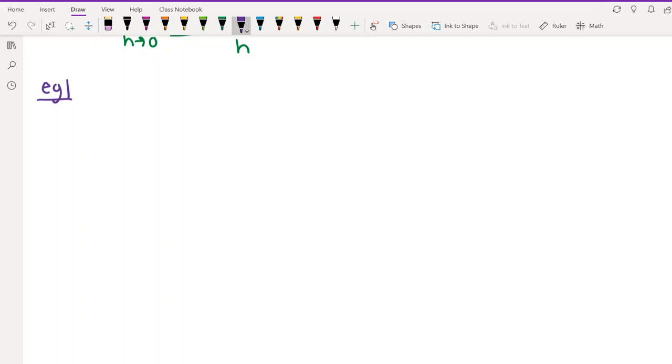So the first example I want to do is let f of x be equal to x cubed. And I want to find f prime of x. This might be a good time to pause the video and try it yourself, and then resume to check whether you got the right answer, but I'll go through it as well.